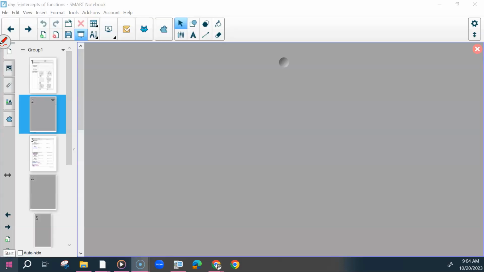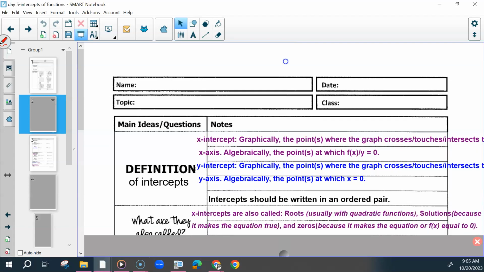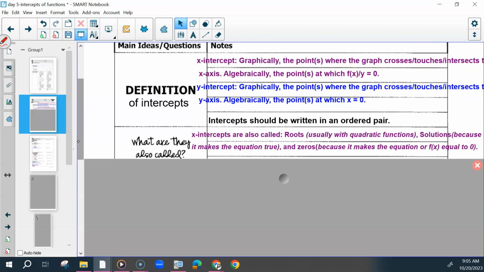A bunch of definitions that I want you to write down. You don't need to write this down word for word, but if you want it word for word, you can write that down. So as you are writing this down, I'm just going to talk through it. So write what you feel is necessary.